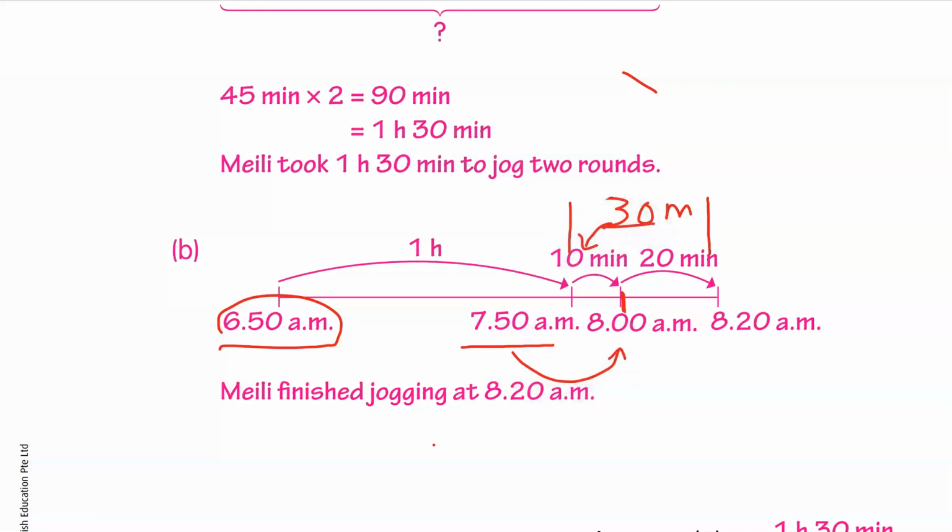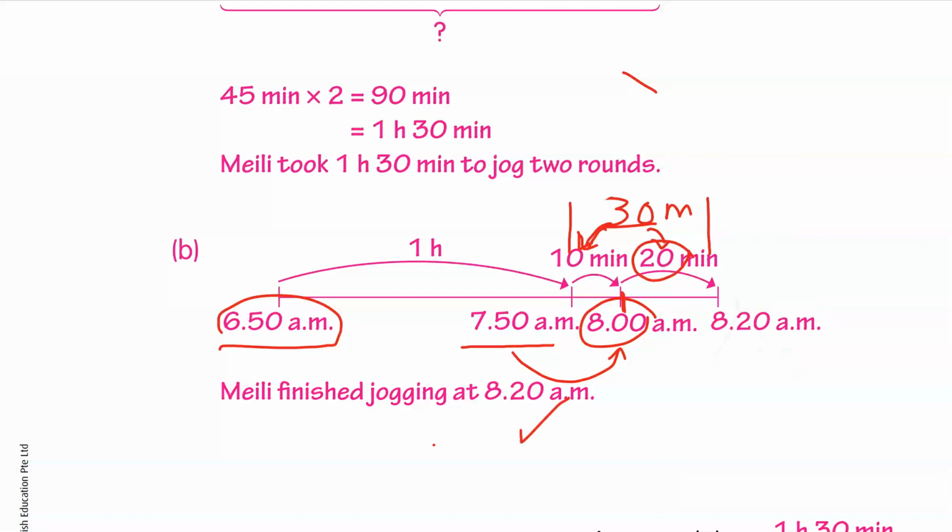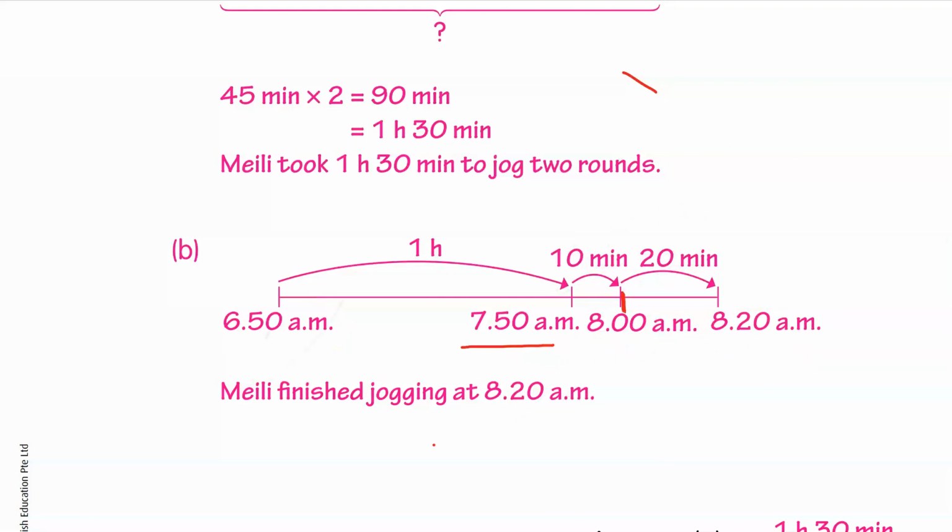So for 30 minutes, if one part is 10 minutes, the other part is 20 minutes. After 8 a.m., 20 minutes later will be 8:20. 8:20 is the answer. Right? Take a look at the working here.